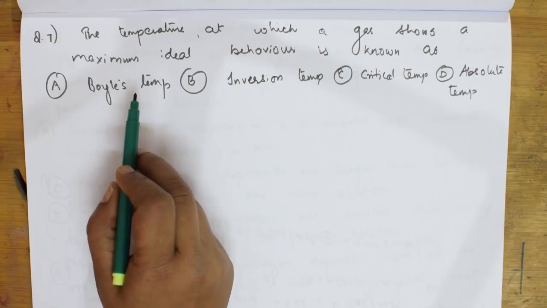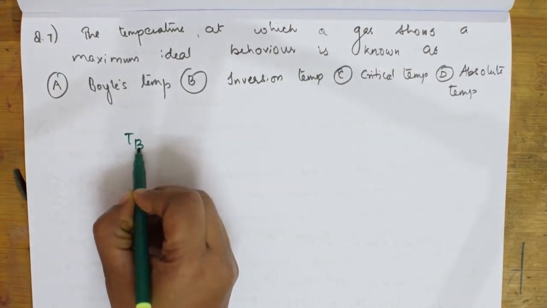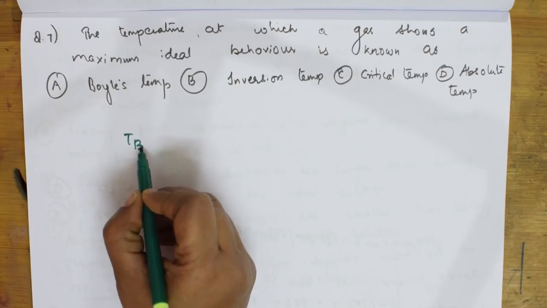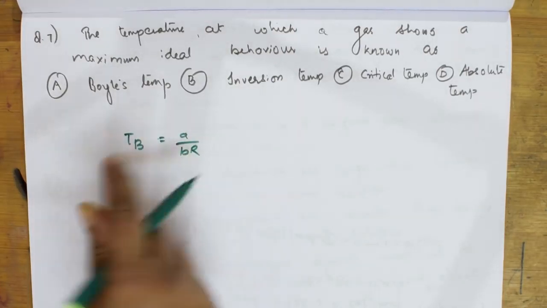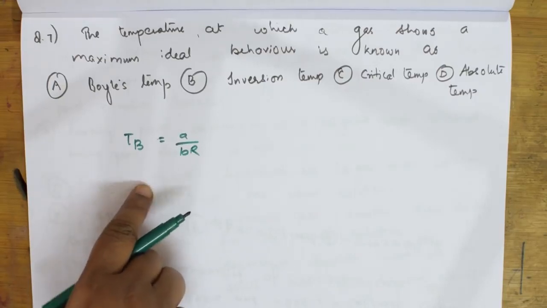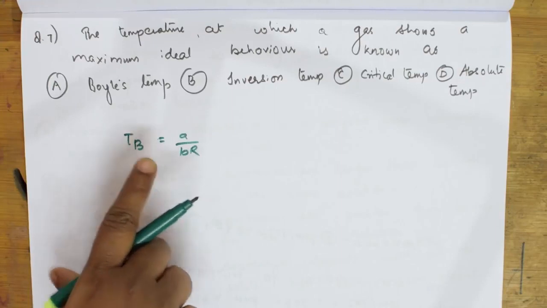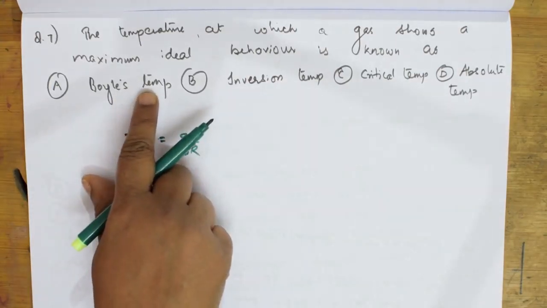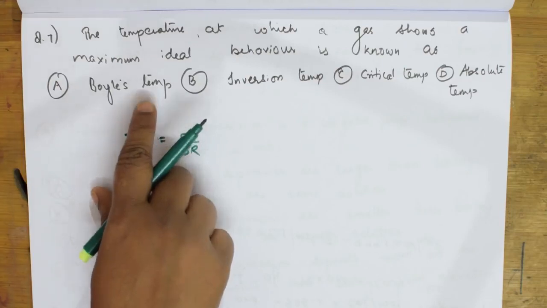It is also related with van der Waals constant. What is the formula? Basically, it is related by van der Waals. It is related to the formula that is van der Waals constant, that is TB is equal to a by bR. This is the thing which means the Boyle's temperature is related to this. So once again, Boyle's temperature is the temperature at which a real gas exhibits ideal behavior.